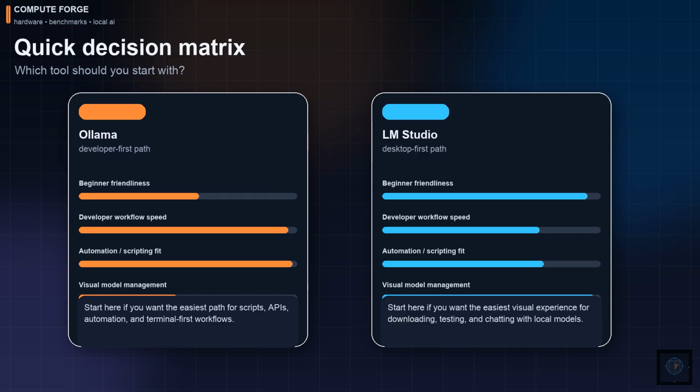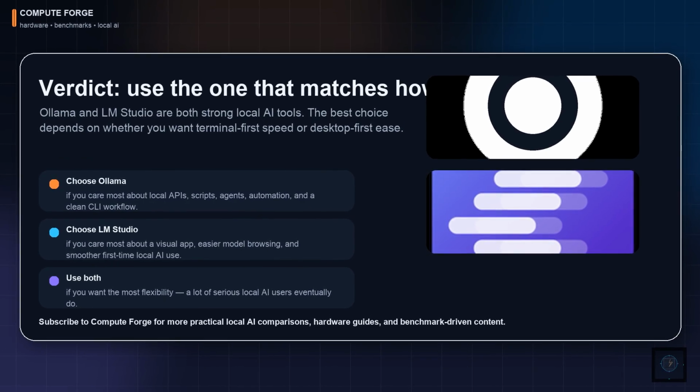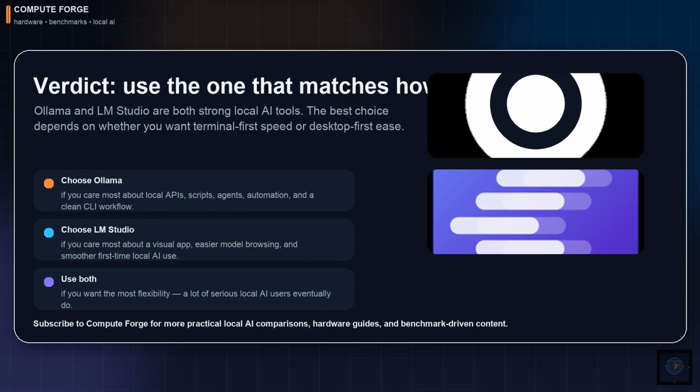Here is the practical recommendation. If you want the easiest path for scripting, local APIs, agents, and terminal-first workflows, start with Ollama. If you want the easiest path for browsing models, chatting locally, and learning the space through a visual interface, start with LM Studio. If you are serious about local AI, there is also a good chance you eventually use both. Because the truth is, Ollama and LM Studio are not just competitors. For a lot of users, they are two different entry points into the same local AI world.